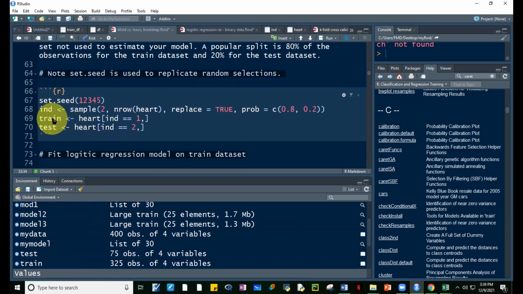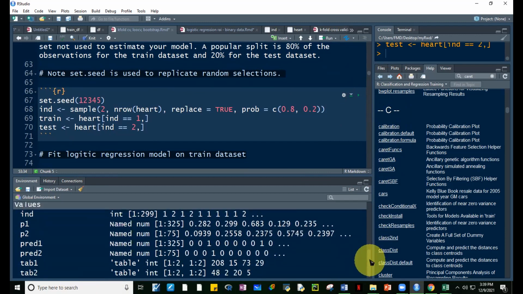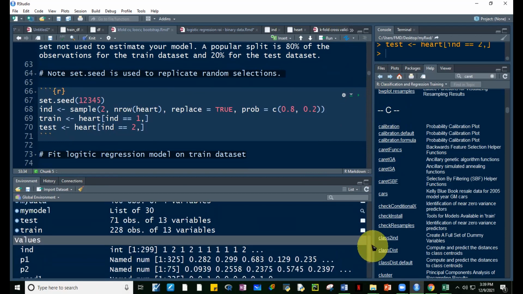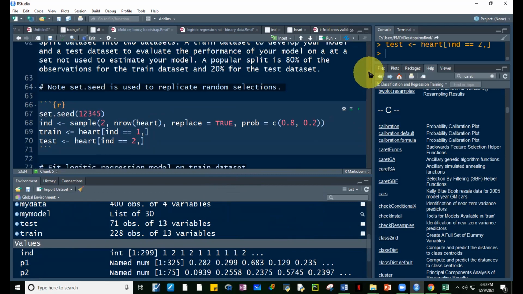Okay, so let's create this object train and test. So masusupersede nito yung train and test kanina dun sa unang model natin. Let's run this. Okay, so you should be getting the same number of observations as I. So sa train natin, 228, sa test, 71. So we should be the same because pareho naman tayo ng set.seed. And if we inspect guys, pareho tayo ng train at saka ng test data. Okay, so let's keep that.